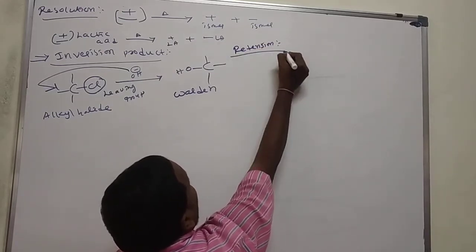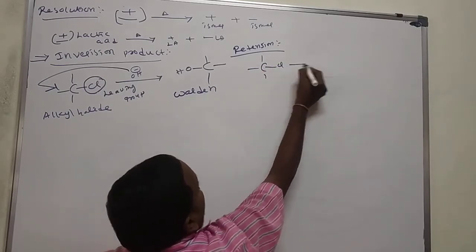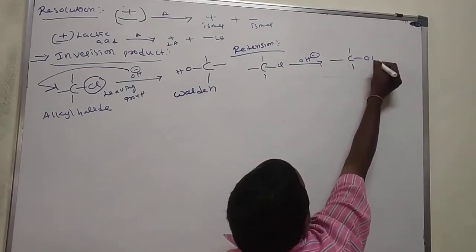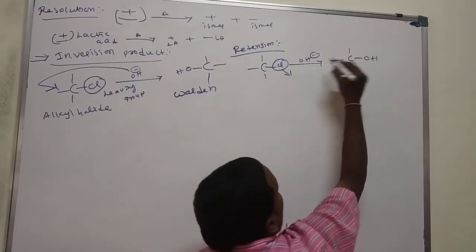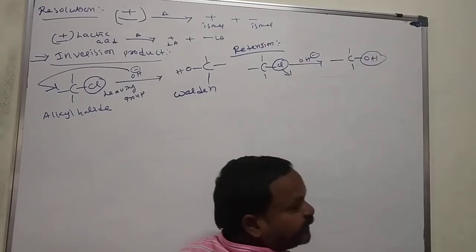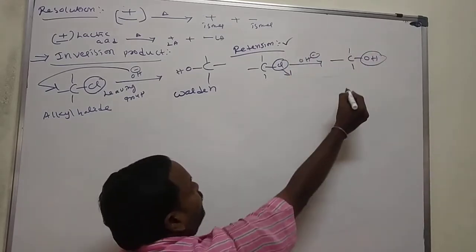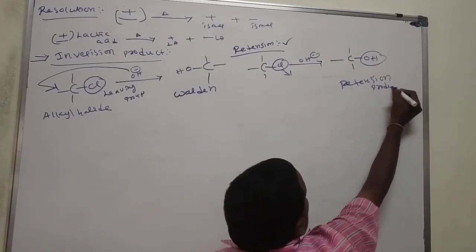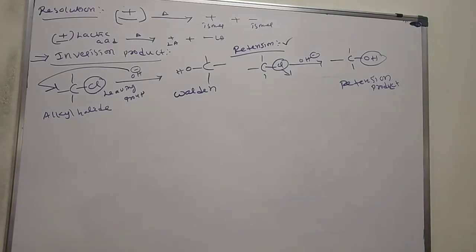Then in continuation, retention product. What is the meaning of retention product? Here I am writing Cl. It reacts with OH minus. Here we get OH. That means the leaving group is released from the right side, and the attack is also from the right side. Such type of products we call a retention product. These are the important terms which are used in SN1 and SN2 reactions.